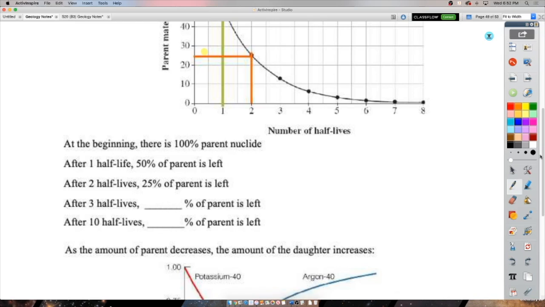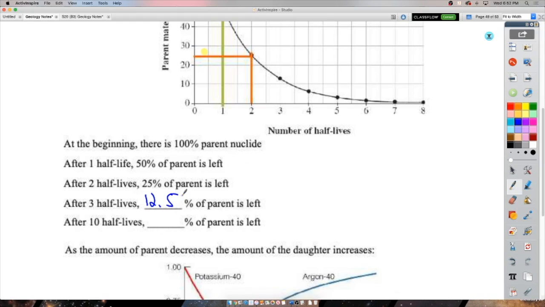At the beginning, there's 100% parent, right? After one half-life, you got 50% parent. Then after another half-life, half of that is going to be gone. So we'll have 25% parent. After 3 half-lives, we have to cut that in half, right? Divide that by 2. So like we said, 12.5. Now, this seems kind of crazy to make you do it 10 times, unless you notice, what are we doing?